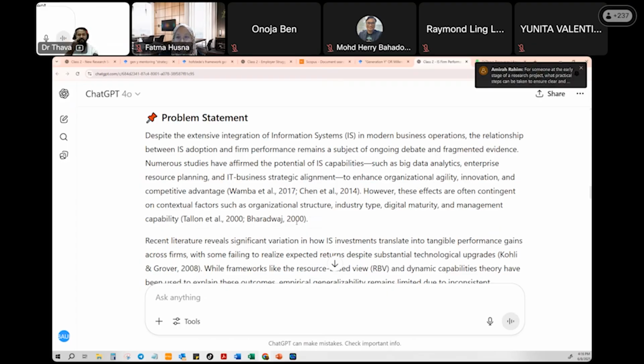Okay, for someone at the early stage of a research project, what practical step can be taken to ensure clear and meaningful novelty? How do we know the novelty is solid enough for publication? Follow the method I taught today. You use AI, check with Google Scholar.